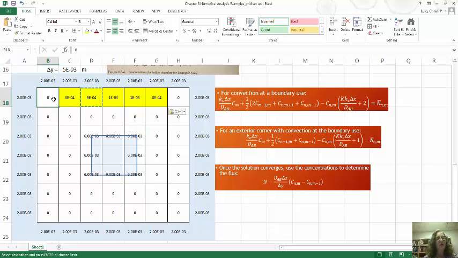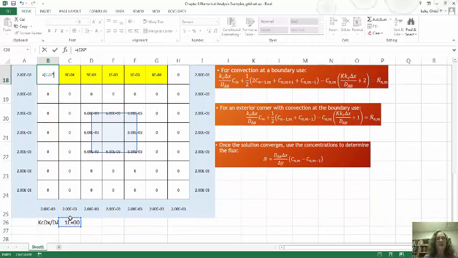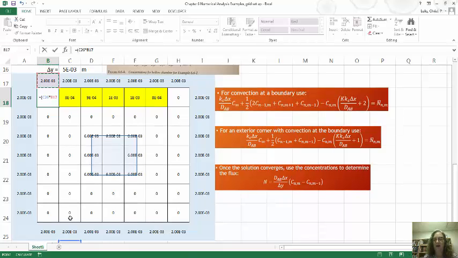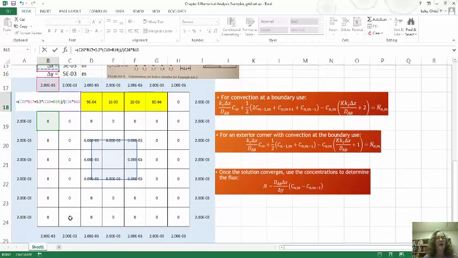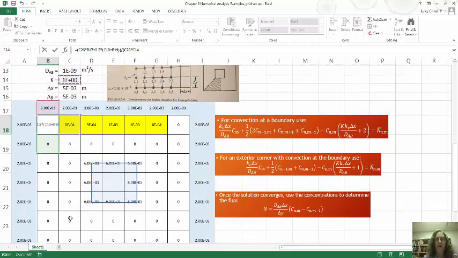For the corner over here, I'm going to use this formula. So it's going to say that I'm going to take this KC delta X over DAB times C infinity, so C infinity is right there, plus 0.5 times, it's going to take the ones that are on the interior, so C18 and B19, and then I'm going to divide by, oops, I forgot a parenthesis, this constant down here times capital K plus 1.